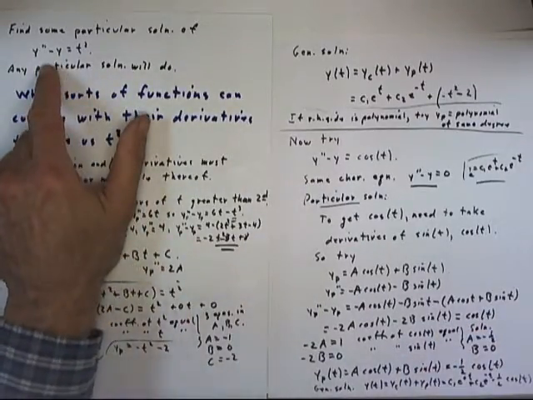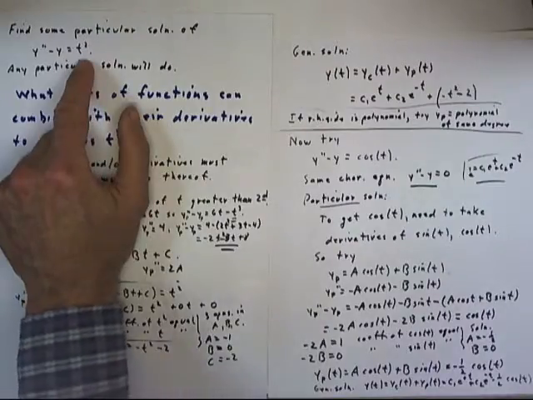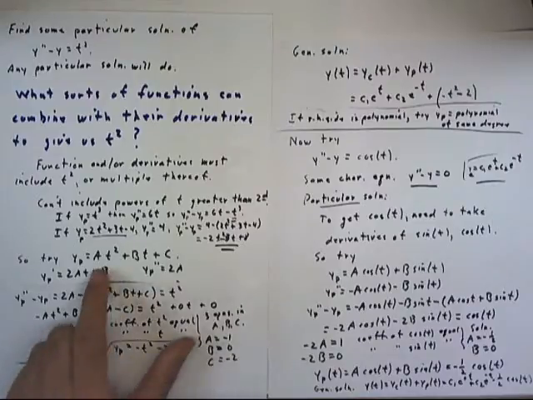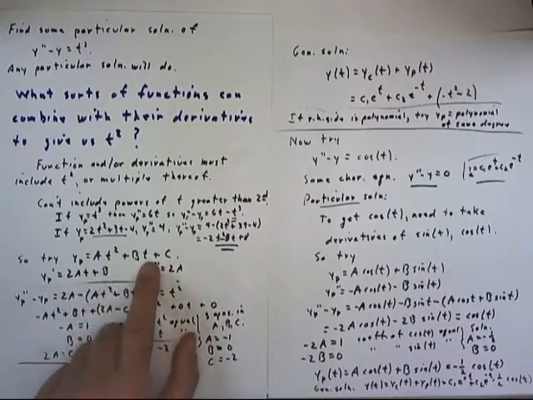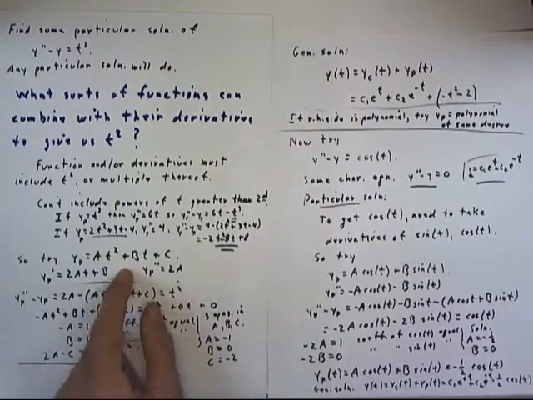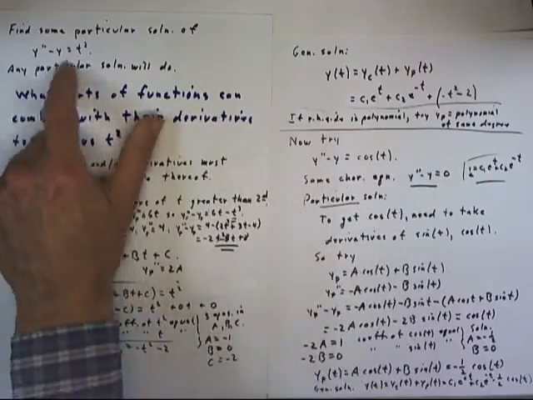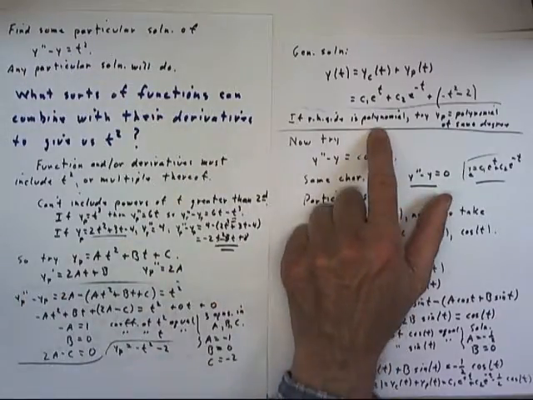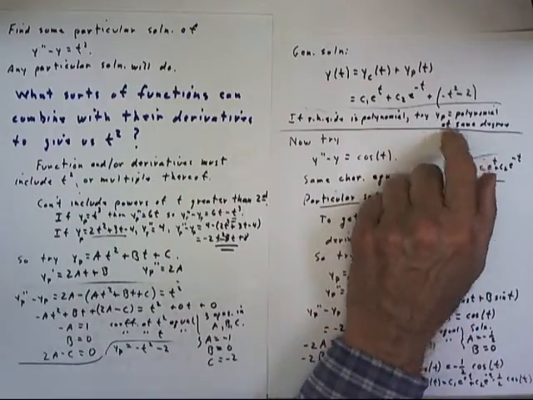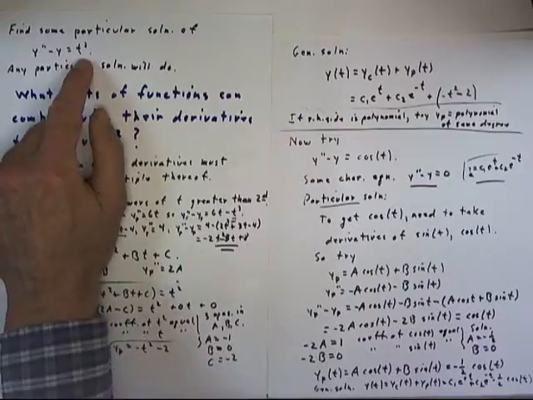We were seeking a particular solution where the right-hand side, the non-homogeneous part, was t squared, and we ended up trying a second-order polynomial. We can generalize this idea. If the right-hand side of the equation is a polynomial, our trial solution should generally be a polynomial of the same degree. So we had a second-degree polynomial here.